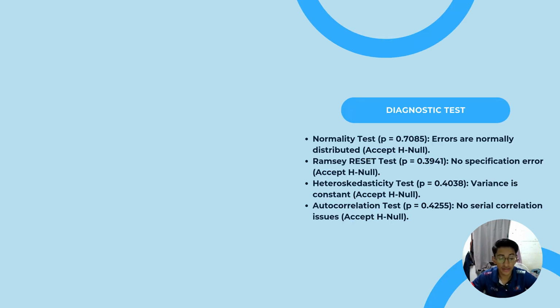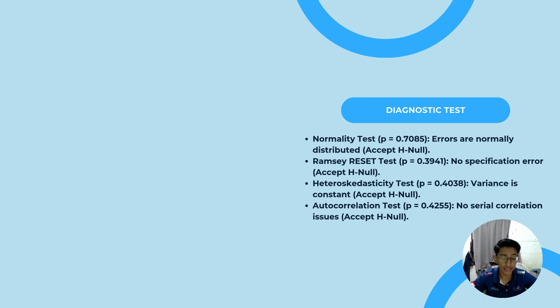Next is the diagnostic test. First we run the normality test. The p-value is 0.7085, which means that we fail to reject H null. Therefore we conclude errors are normally distributed. Next is the Ramsey RESET test. The p-value is 0.3941, and since the p-value is bigger than 0.05, we fail to reject H null. Therefore there's no specification error.